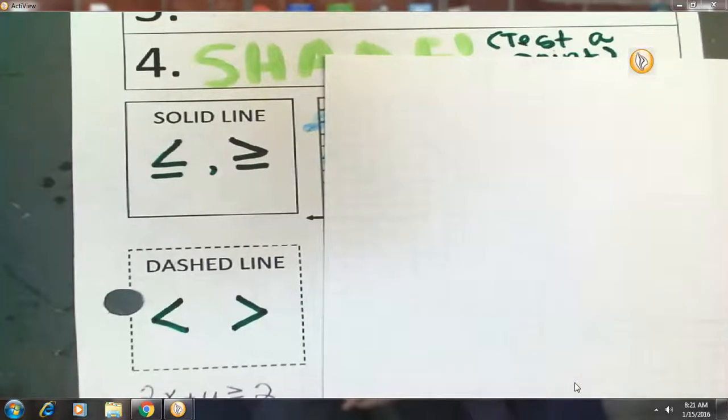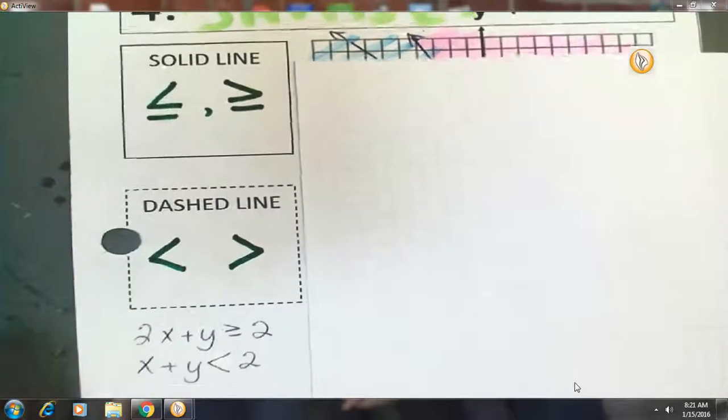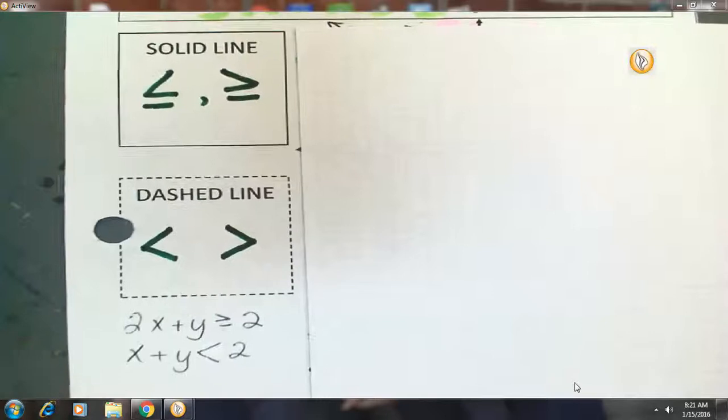Down here below where it says dashed line, I've got a couple of inequalities. If you would write down those 2 inequalities on your paper, we're actually going to graph those 2 next. We're writing down the 2 inequalities that are below the box that has dashed line in it. 2x plus y is greater than or equal to 2. x plus y is less than 2.